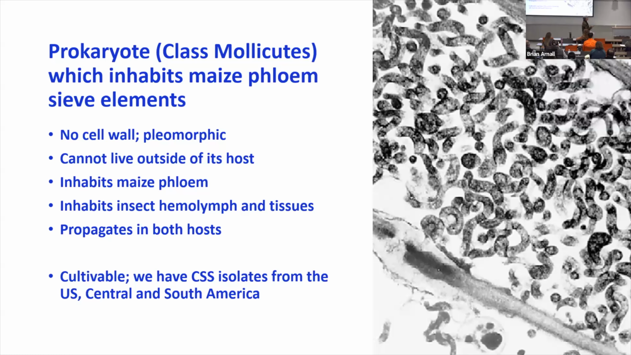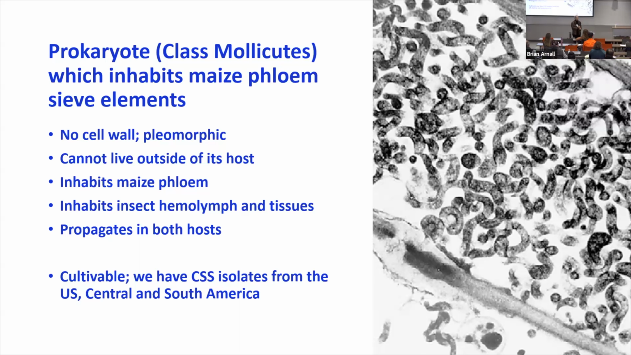Okay, so spiroplasmas are prokaryotes in the class Mollicutes. This means thin skin. These actually inhabit the phloem of plants. This is the only place that they can live. These plant pathogenic spiroplasmas, other Mollicutes, they infect humans, animals, whatever, but this particular group are phloem infecting pathogens.